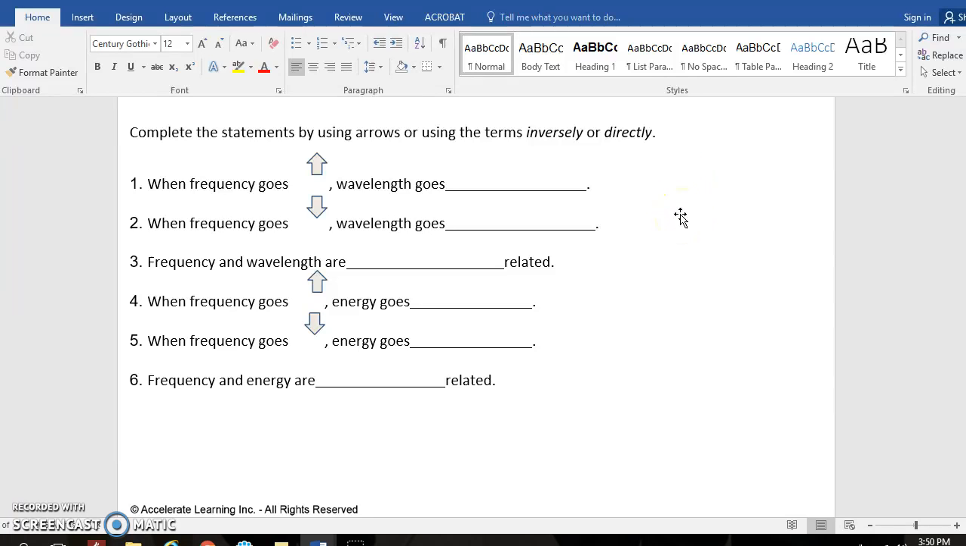So here we had to complete the statement using arrows or talking about inversely or directly. Well, as frequency goes up, wavelength goes down. So they go opposite. So if frequency goes down, then wavelength is going up. So whenever one thing goes up and the other one goes down, they go opposite of each other, we say that they are inversely related. So they're always going to do the opposite of each other. When frequency goes up, energy goes up. When frequency goes down, energy goes down. So whenever one goes in one direction, the other one is following. They're going in the same direction. We say that they are directly related.